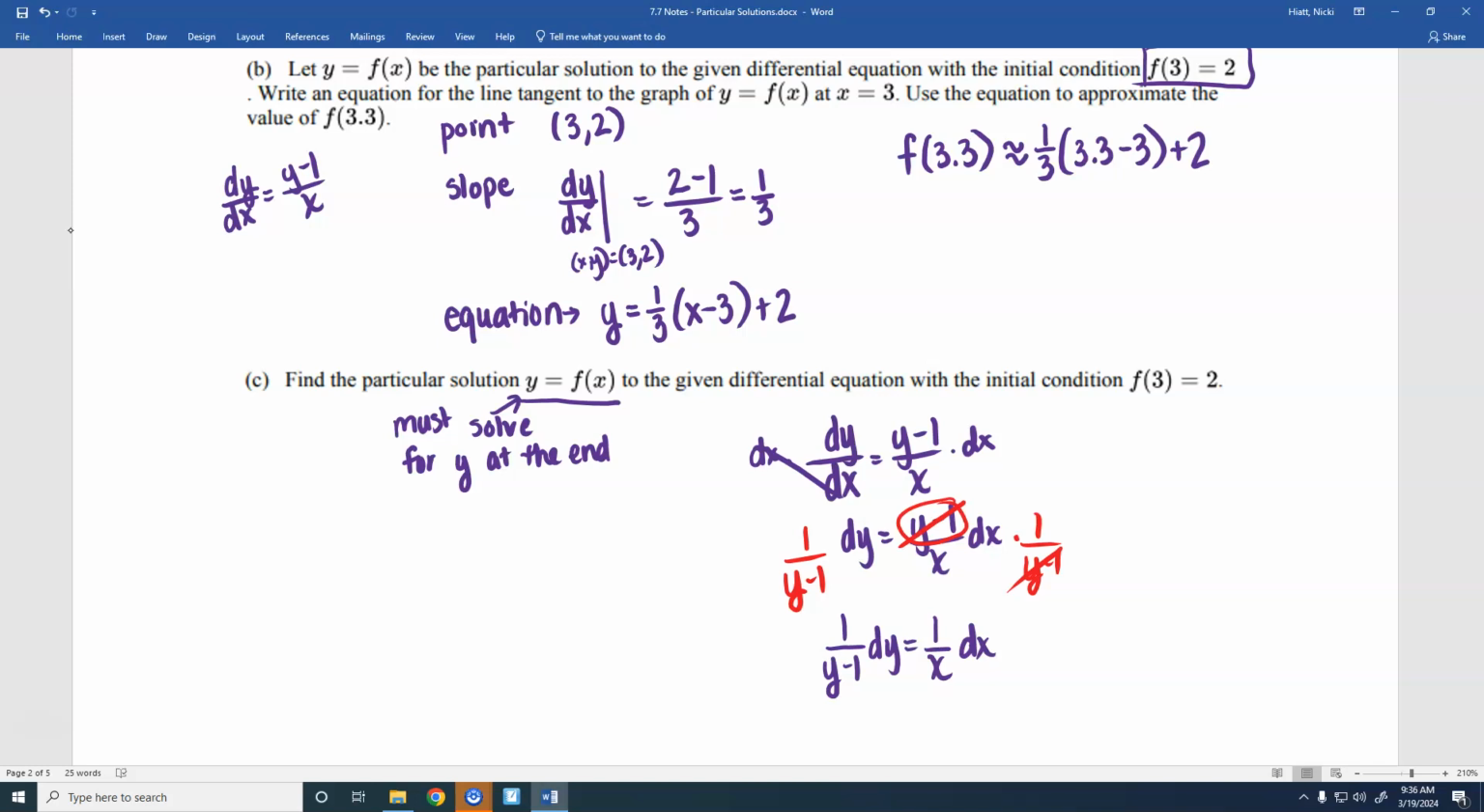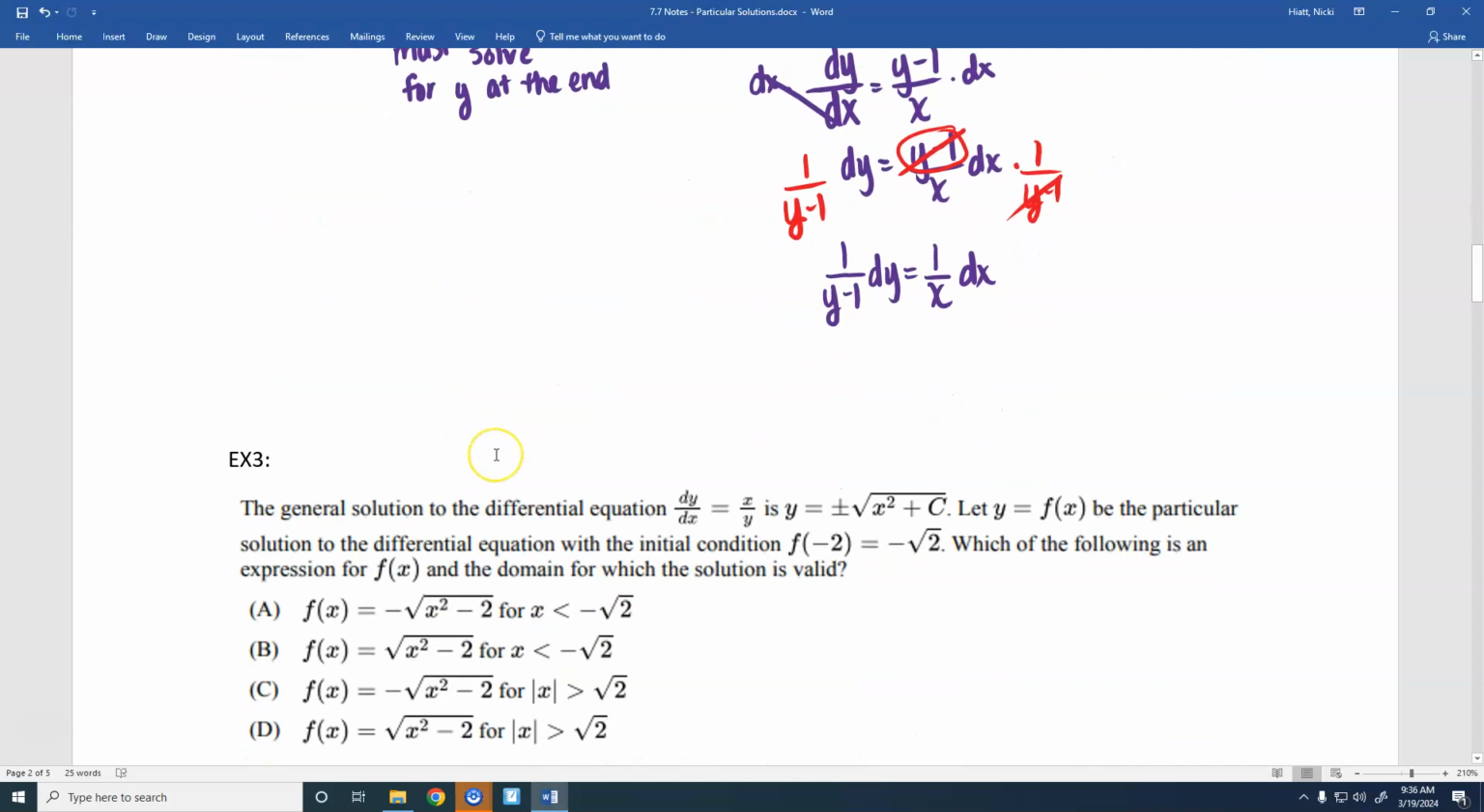Okay, everybody with me here? All right. So we have these separated now. We need to integrate both sides.